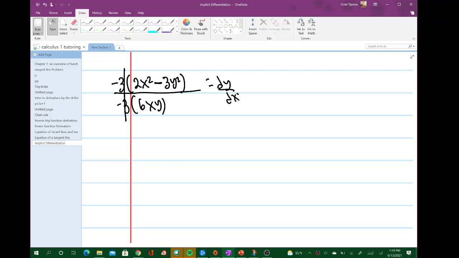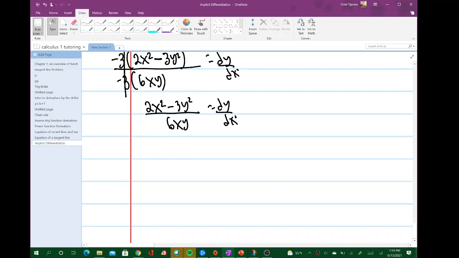So then you have 2x squared minus 3y squared over 6xy equals dy dx. Now you can simplify it a little bit more. If you want to split it into two fractions, you can say 2x squared over 6xy minus 3y squared over 6xy equals dy dx.